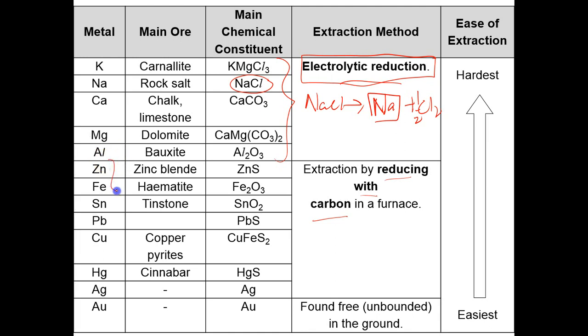The less reactive metal compounds here can be extracted by reduction with either carbon or hydrogen. So, for example, if we want to obtain mercury from HgS, mercury sulfide, or cinnabar, we can reduce HgS with carbon in the furnace, and we will get the mercury metal. So, based on the position in the series, the ease of extraction changes, with the ones at the top being the hardest to extract and the ones at the bottom being the easiest because they are found unbound in the ground.